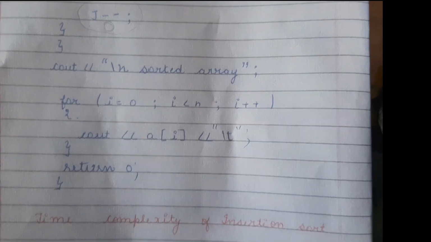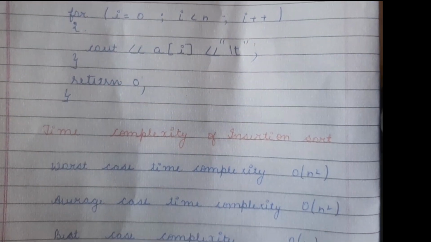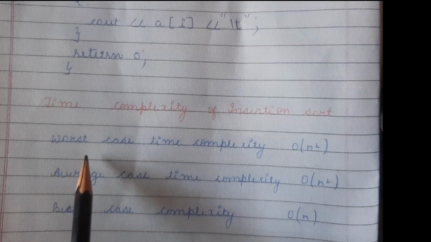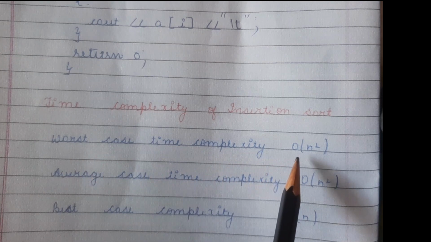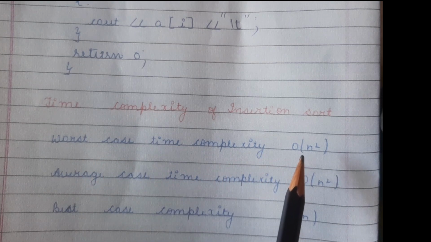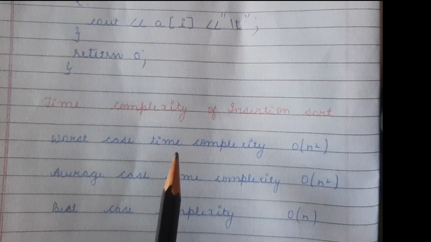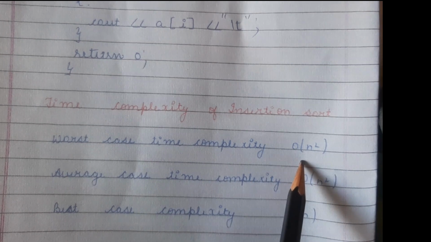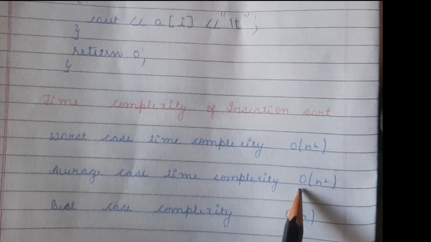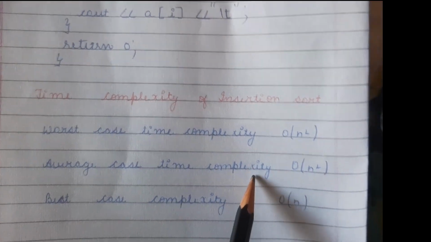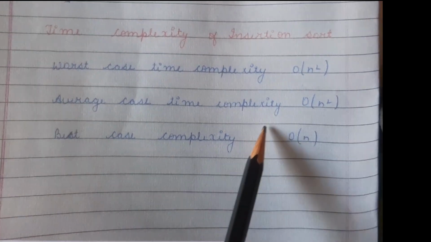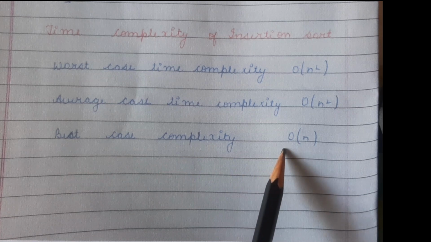Now we discuss the time complexity of the insertion sort. The worst case time complexity is big O of n square, because two loops are implemented, one for loop and one while loop. So the complexity becomes big O of n square, and the average case complexity is again big O of n square, and the best case complexity is big O of n.